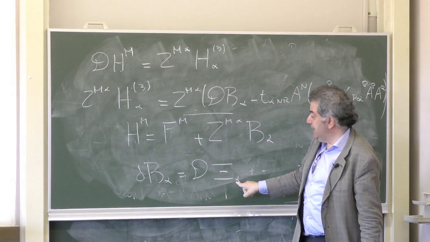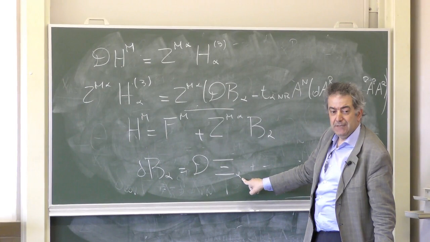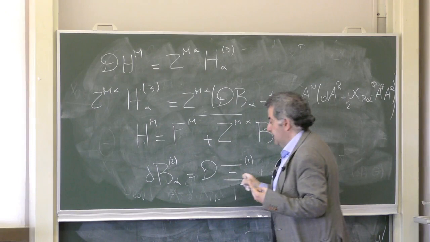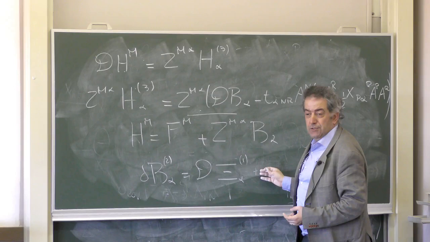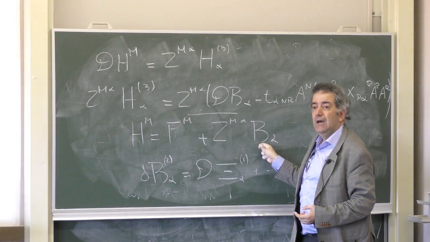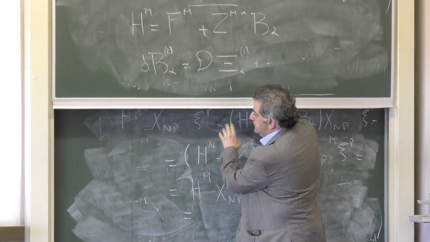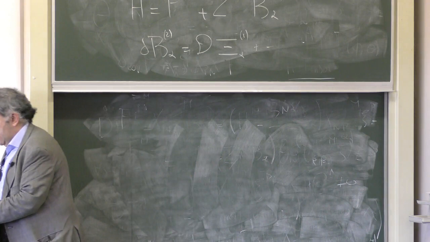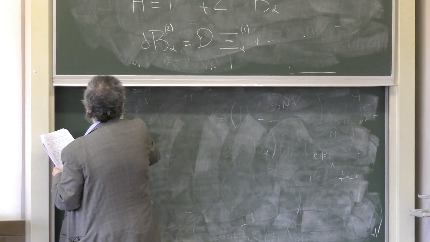This gauge symmetry is parametrized by a one form. Just as the gauge symmetry for a one form, that is a vector, is parametrized by a function, this is parametrized by a one form. Now, what happens is that H must be invariant with respect to this transformation. So this implies that also the one forms should transform under the gauge symmetry associated with the two forms. And if you compute the variation under this gauge transformation of H M, this has to be zero.